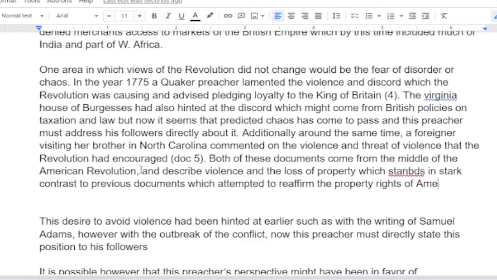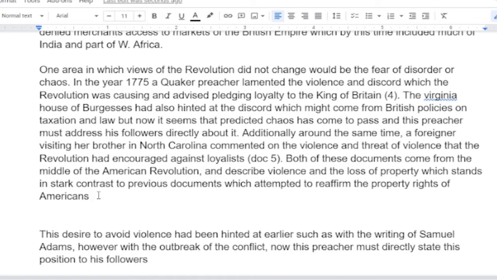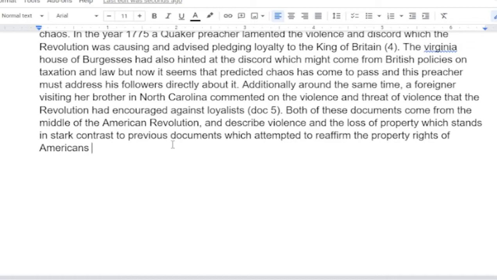Encouraged against loyalists. Okay. Oh boy, this is really coming down to the wire here. I'm getting concerned about this one. Both these documents come from the middle of the American Revolution and describe violence and loss of property, which stands in stark contrast to previous documents which had attempted to reaffirm the property rights of Americans.